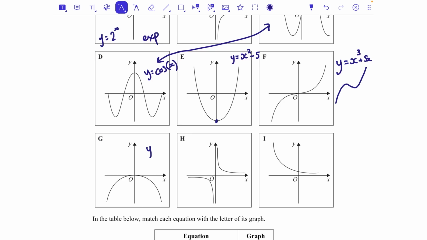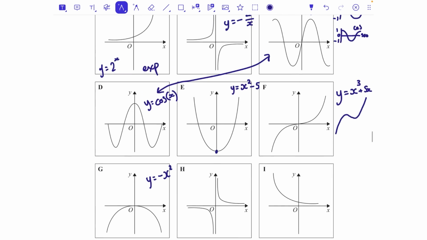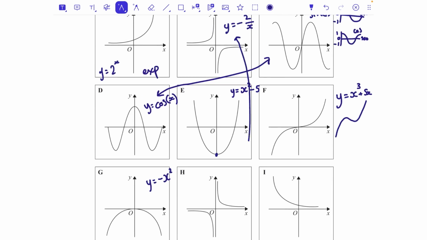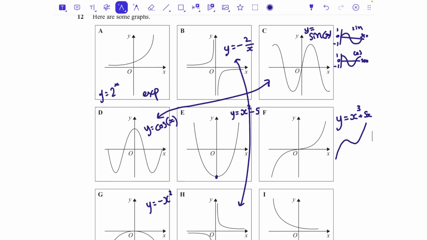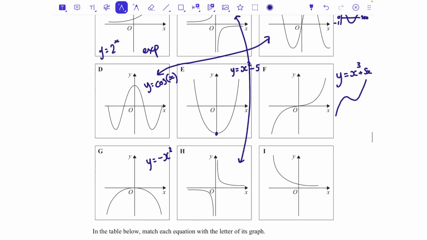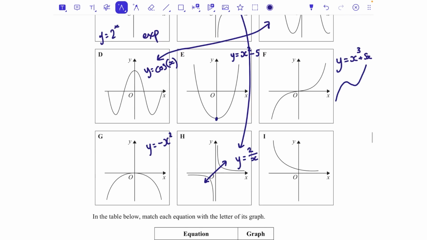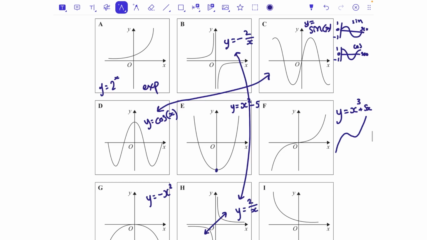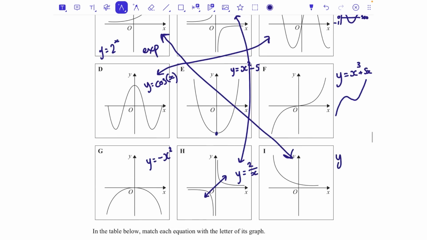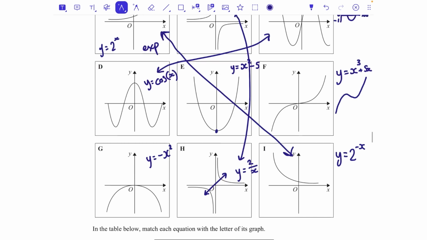This one's a negative quadratic, so something like minus x squared. This one, again, is another reciprocal graph, so a bit like this one, but this time it's positive. It's in this quadrant and this quadrant, so it's going to be something like y equals 2 over x, or 3 over x, or 4 over x. Last but not least, we have an exponential graph, but this is negative. So this is the reverse of this one, where we've got y equals 2 to the power of minus x, or something like that. So it's coming down.